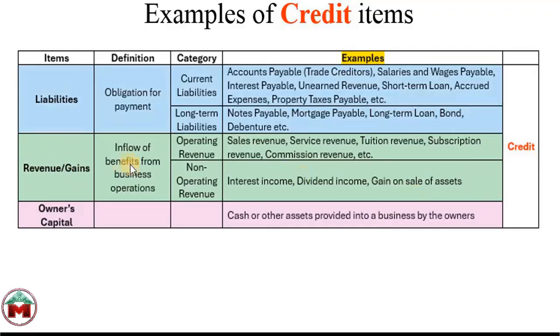Whenever there is an increase in liabilities, revenue, capital, it should be credit. So whenever there is an increase in accounts payable, it should be credit. Increase in any payables, credit. Okay. If there is a decrease in liabilities, revenue, capital, that should be debit. So whenever a credit item is increasing, it should be credit.